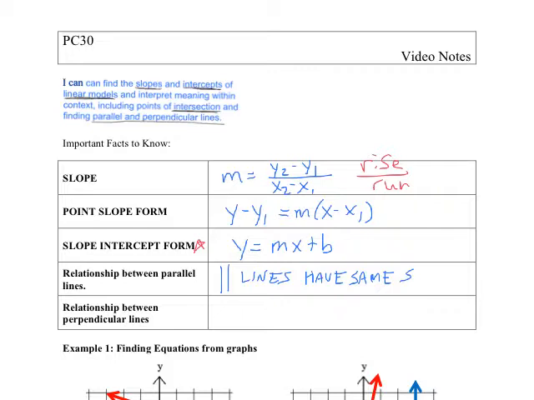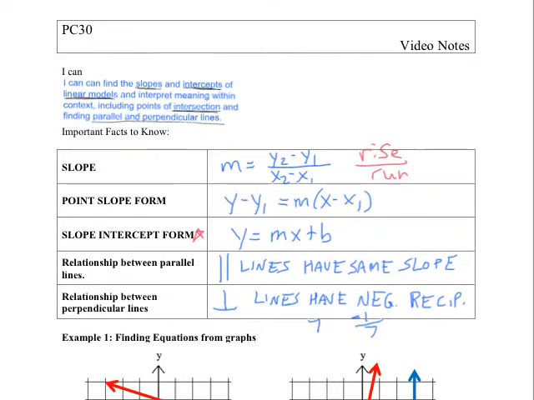And then the relationship for perpendicular lines, that's the symbol for perpendicular. Perpendicular lines have negative reciprocal slopes. So a negative reciprocal might be like you have 7 and negative 1/7. So those are the key facts to know for today's lesson. Let's take a look at some of these problems.